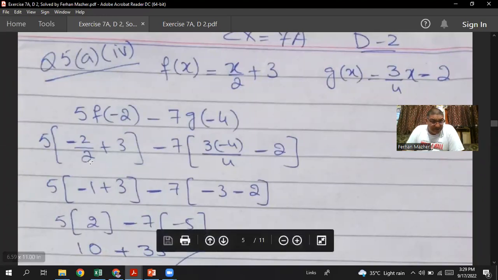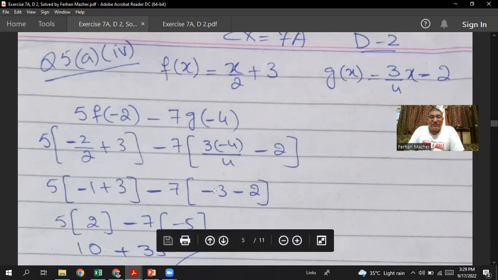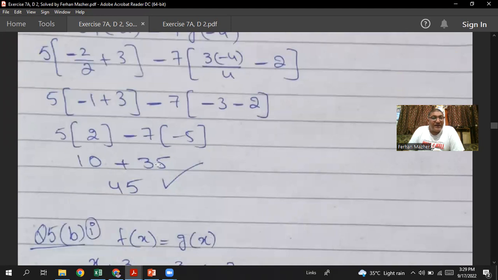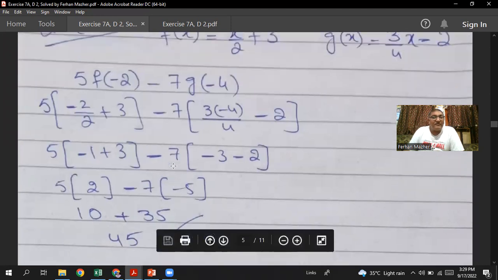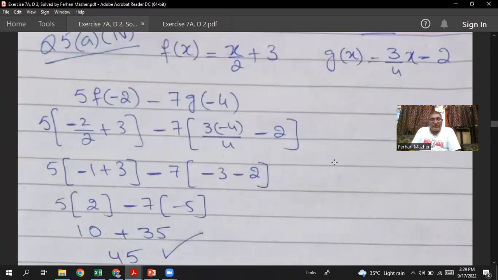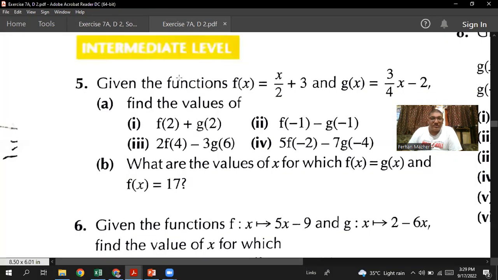So here on this side, you will have on this 5 square bracket minus 1 plus 3 square bracket close. Minus 7 square bracket, here you will have minus 3 minus 2 square bracket close. So you will have 5 into 2 minus 7 into minus 5. So it will be 10 plus 35. So it will be 45. So the whole question is showing up on your screen. I hope you understand how we have found these values. Okay, so we are going to the next question.